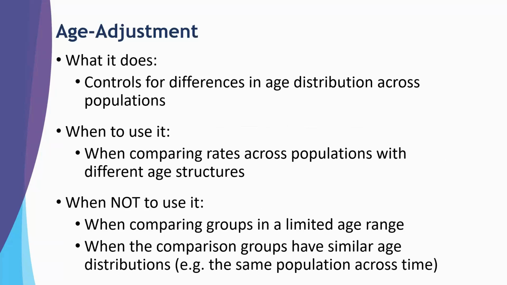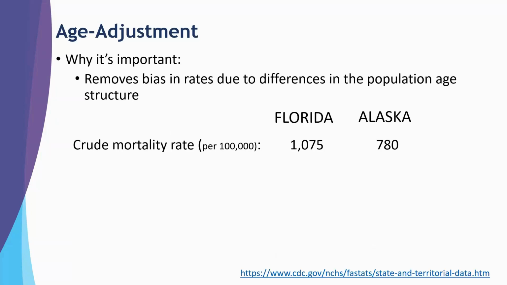You should not use it when you are comparing groups in a limited age range, say 45 and over. And it's also not necessary when you're looking at groups with similar age distributions. A good example of this is if you're comparing the same population over time. There's no need to age adjust because we can assume the age distribution remains roughly the same. So let's look at an example of why age adjustment is important.